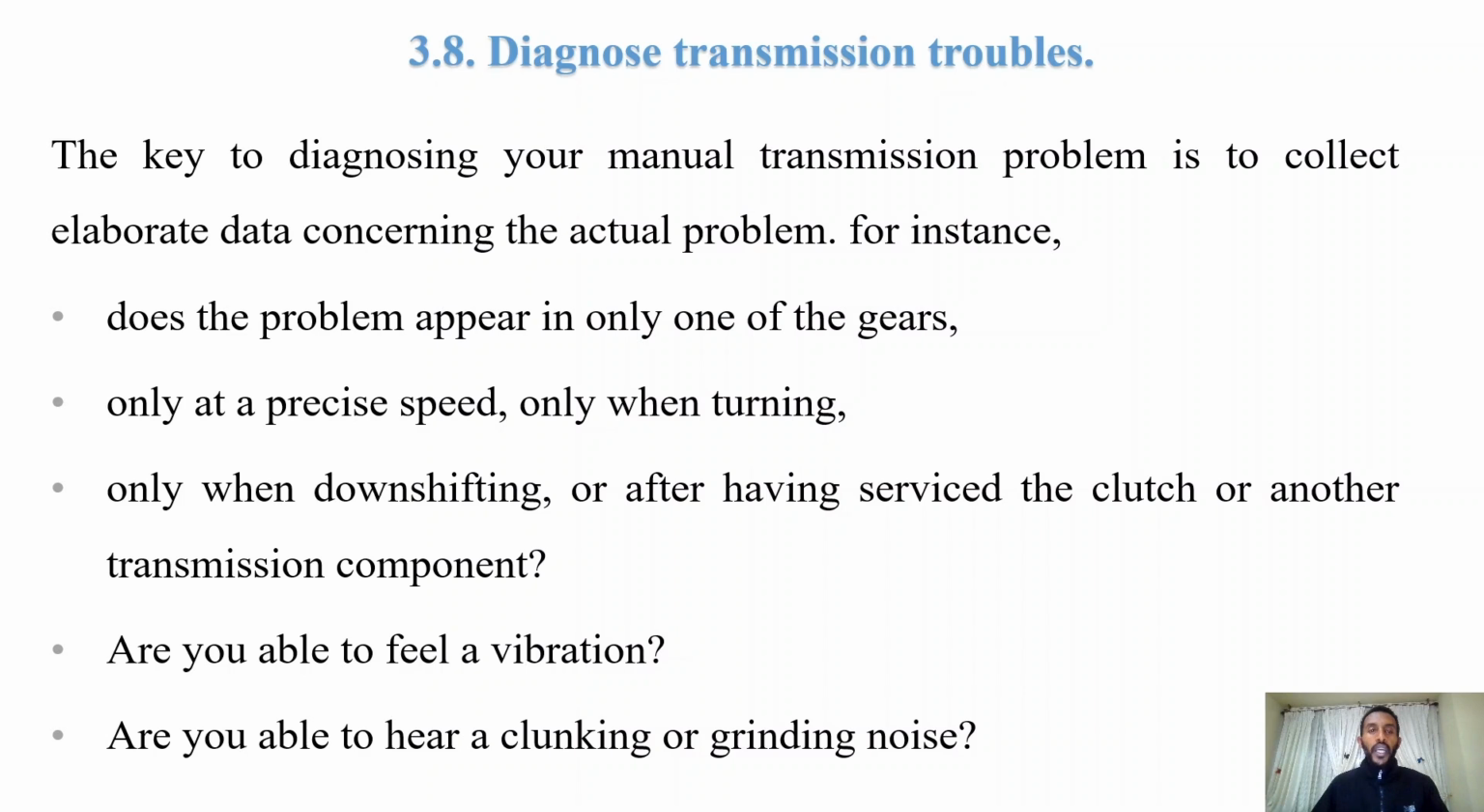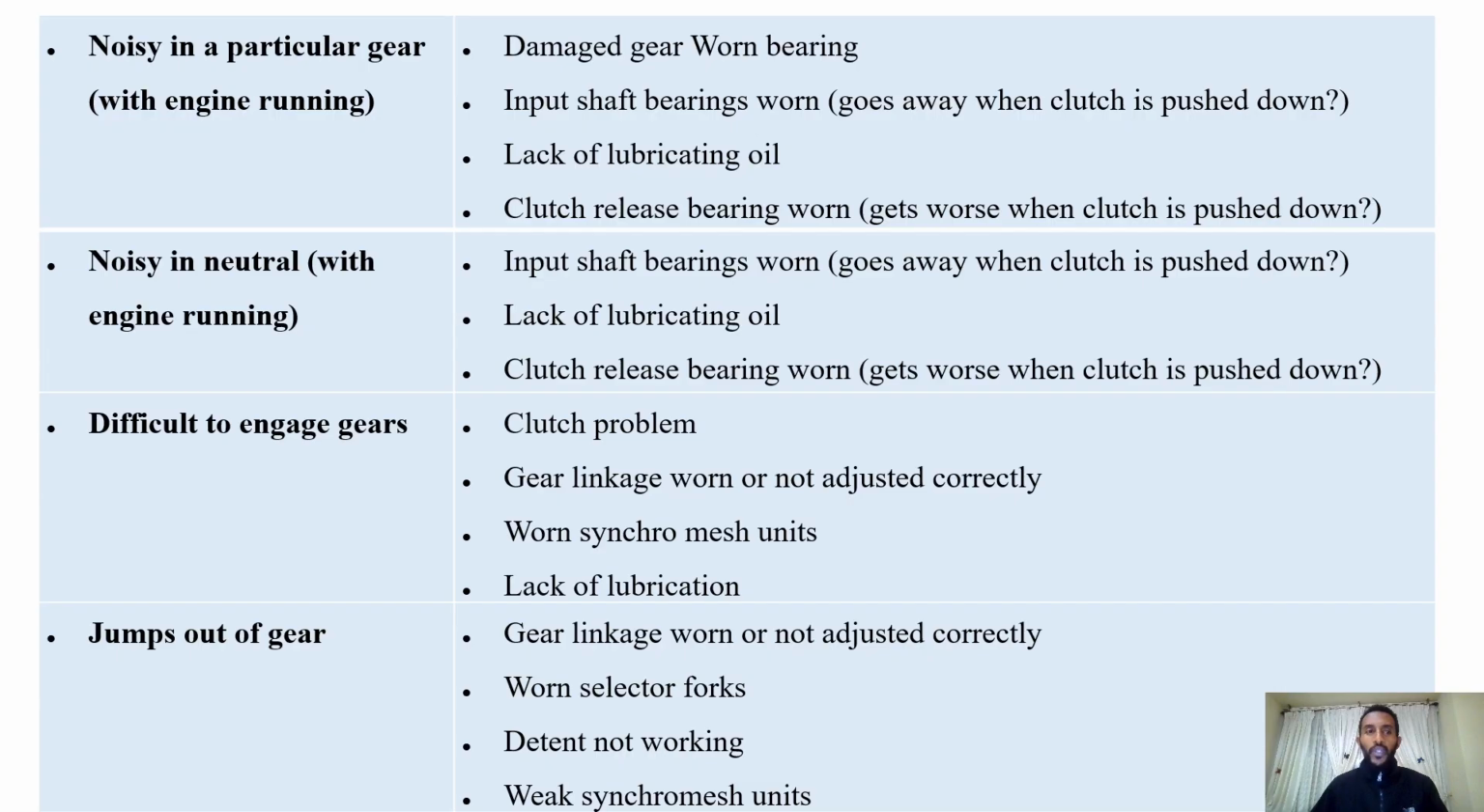And did we have some vibration or some clinking or grinding noise or sounds? So by this mechanism, we can specify the noise. To correlate the noise with the common cause, we can use some tables and specify the problem. For example, if the system is noisy in a particular gear with the engine running, the cause for this problem may be a damaged gear or worn input shaft bearings.